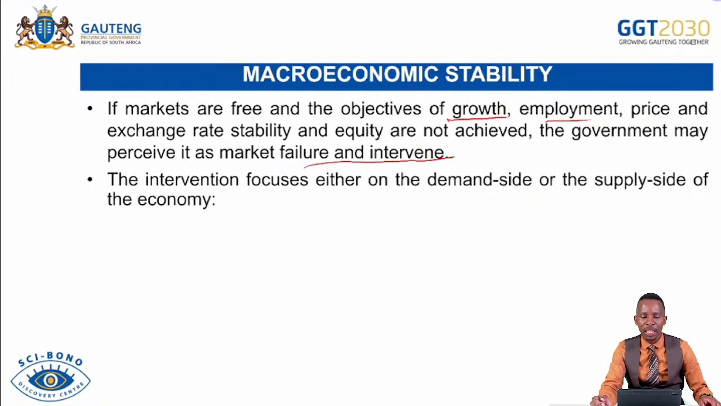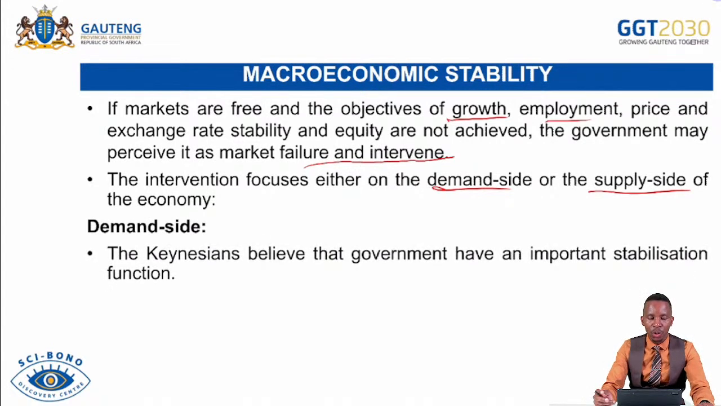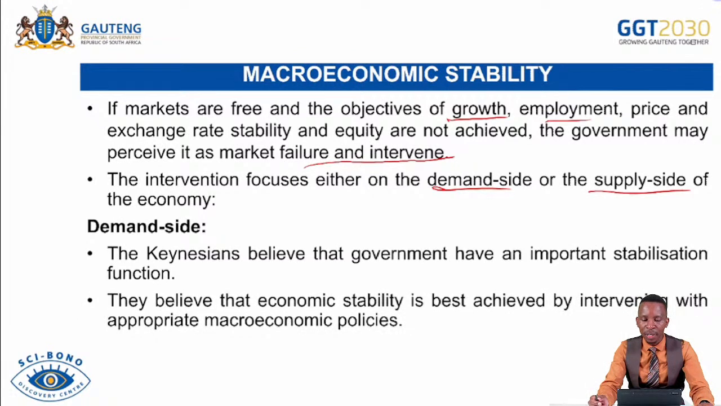The intervention focuses either on the demand side or supply side. So the state can intervene using demand side policies and supply side policies. Demand side policies, we remember, are mainly used to ensure that people are able to demand more goods and services within the economy, while supply side policies mainly aim at ensuring that firms do not have supply constraints. They will be able to supply goods that are desired or demanded in the economy. So the Keynesians believe that government has an important stabilization function. They believe that economic stability is best achieved by intervention with appropriate macroeconomic policies.